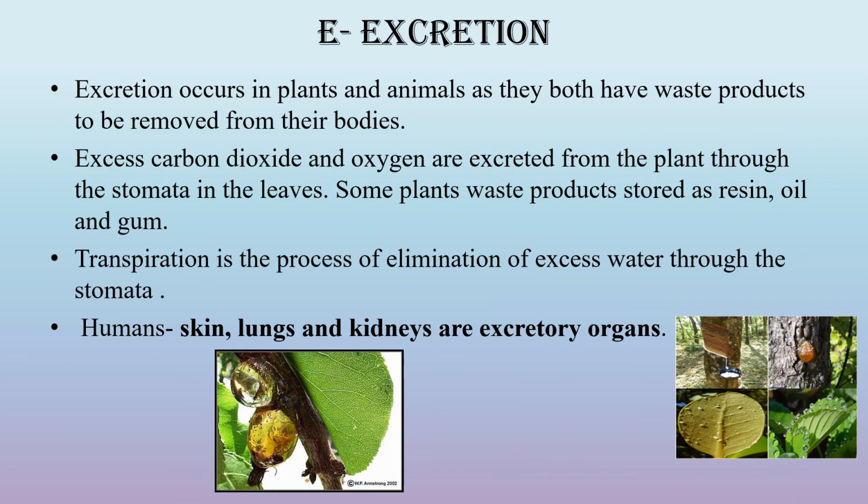The next letter in MRS GREN is E, that is excretion. Excretion occurs in plants, animals and also in human beings. We need to excrete the waste products that are produced in our body. In plants, extra carbon dioxide and oxygen are excreted through the stomata in the leaves. Excess water can also be removed in a process called transpiration. That is, through the stomata the extra water is eliminated. That process we call transpiration. In human beings, the skin, lungs and kidneys are excretory organs.